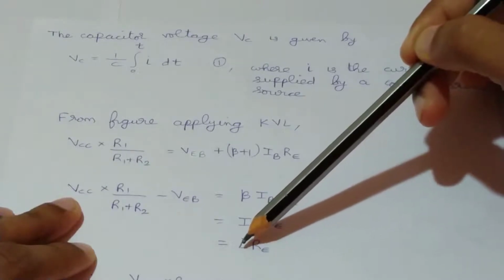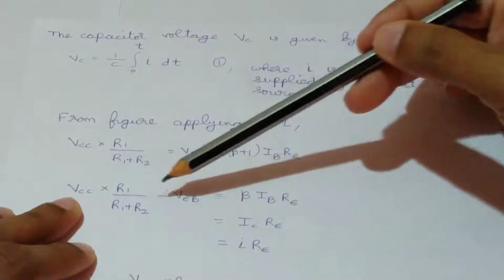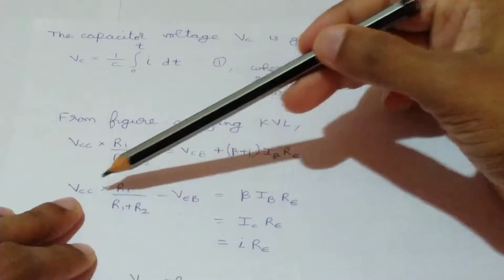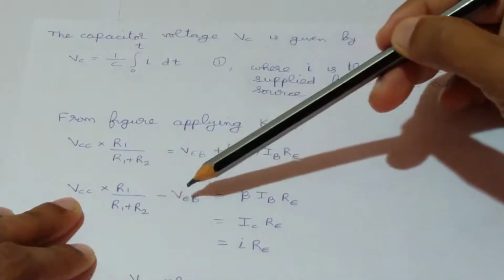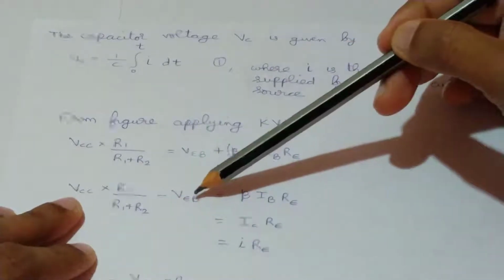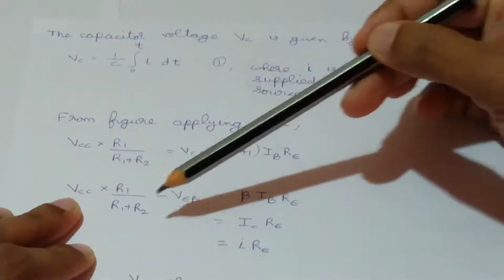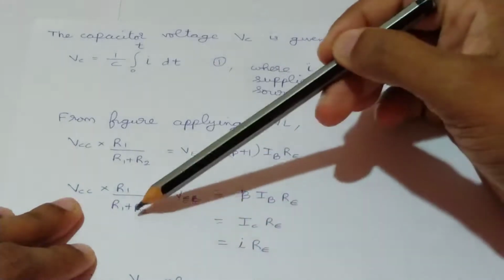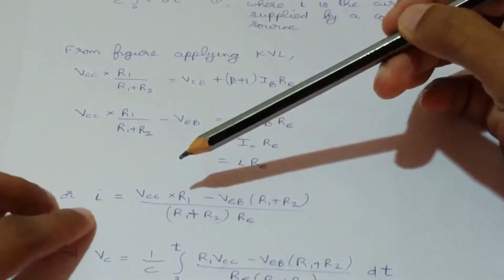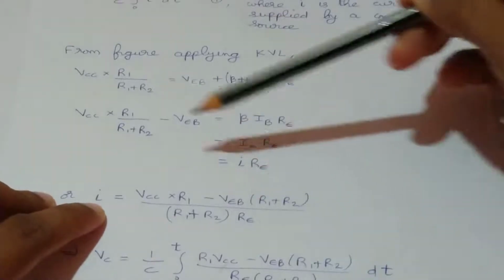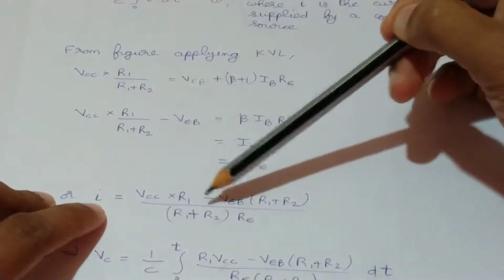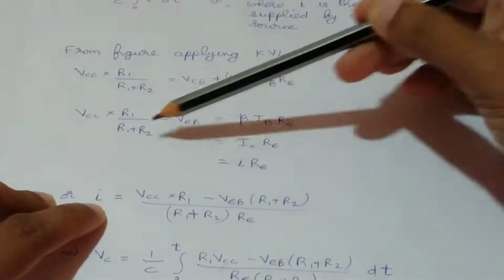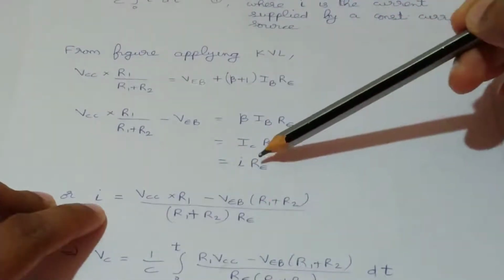Now from this equation we can calculate the equation for I. First we need to take the LCM. When we take the LCM, we get VCC into R1 minus VEB into R1 plus R2, all divided by R1 plus R2. Then we take this RE to that side, and we get the equation for I as VCC into R1 minus VEB into R1 plus R2, divided by R1 plus R2 into RE.